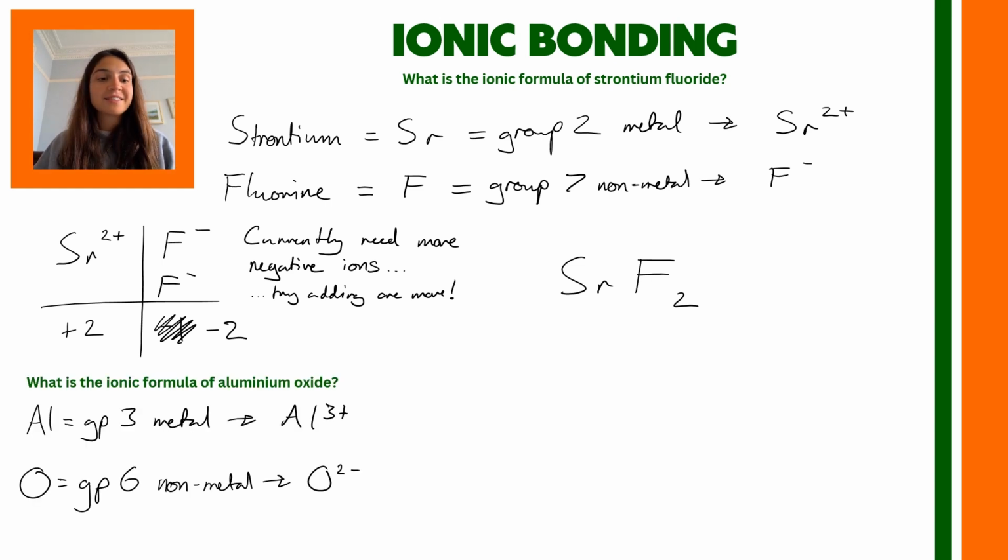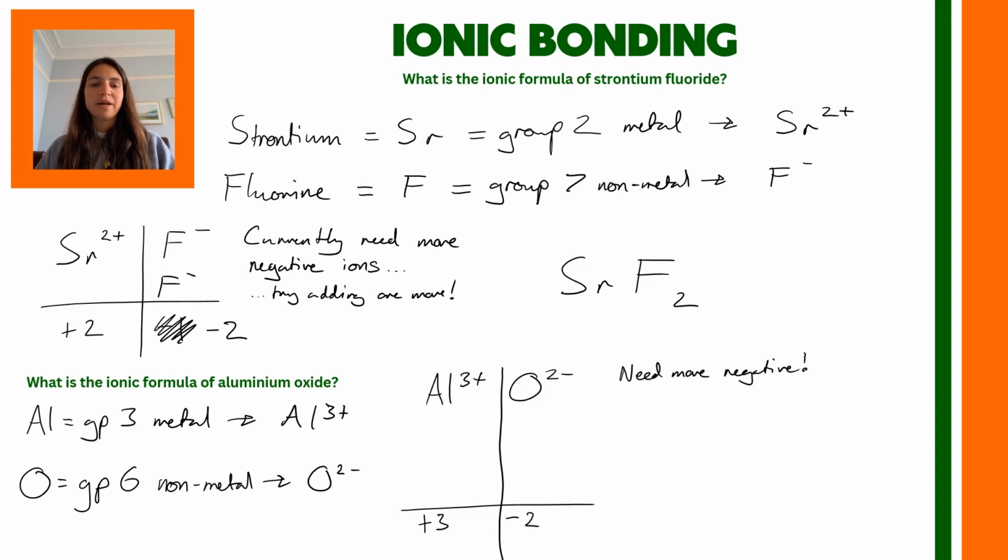Okay, let's have a look at the next example, the ionic formula for aluminium oxide. So let me find first my aluminium. That is in group 3. It is a metal and it has 3 electrons in its outer shell. So because it's a metal, it loses those 3 electrons to become an ion and therefore has a positive 3 charge. And my oxide, that's from my oxygen, which is in group 6. And oxygen is a non-metal. It has 6 electrons in the outer shell, so it gains 2 electrons to fill its outer shell, and that gives it that charge of minus 2.